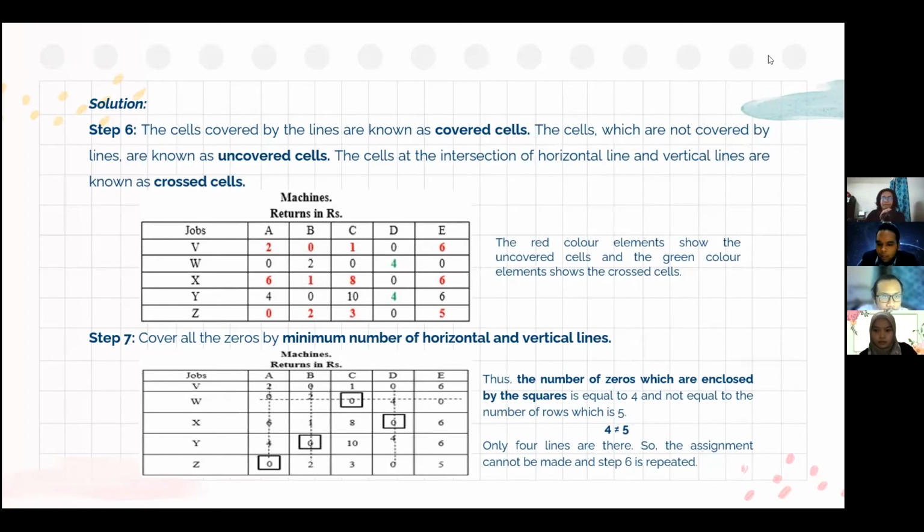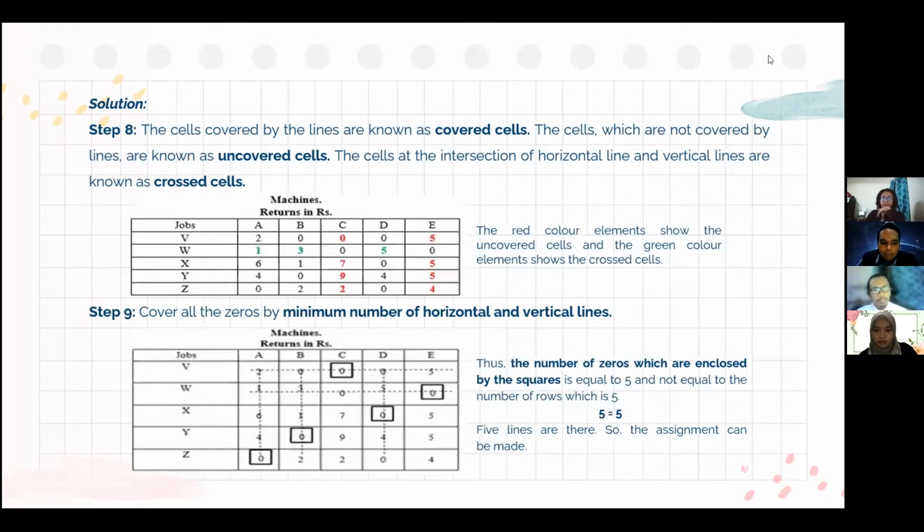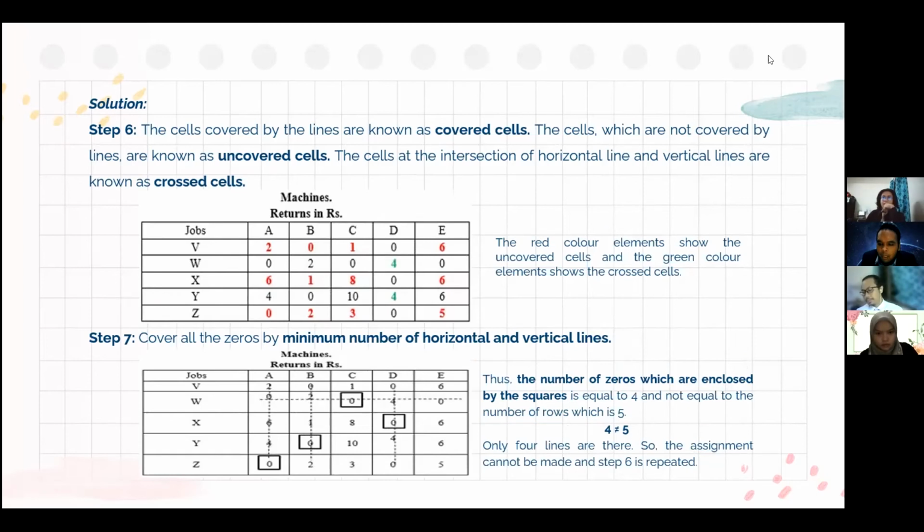So the next step is to cover all the zeros by the minimum number of horizontal and vertical lines. As we can see here, the number of zeros which are enclosed by the squares is equal to 4 and not equal to the number of rows, which is 5. So only 4 lines are there, so we need to proceed and step 6 is repeated.